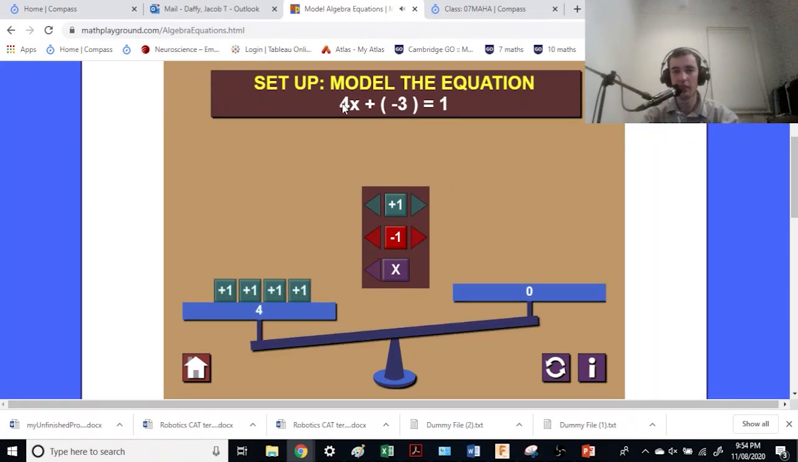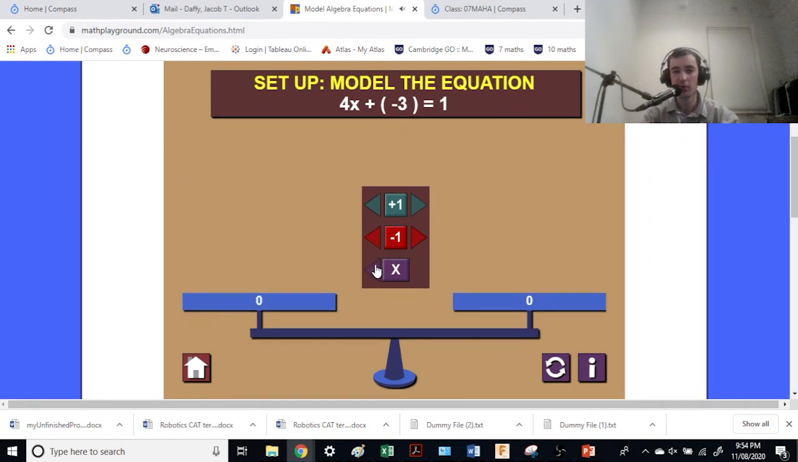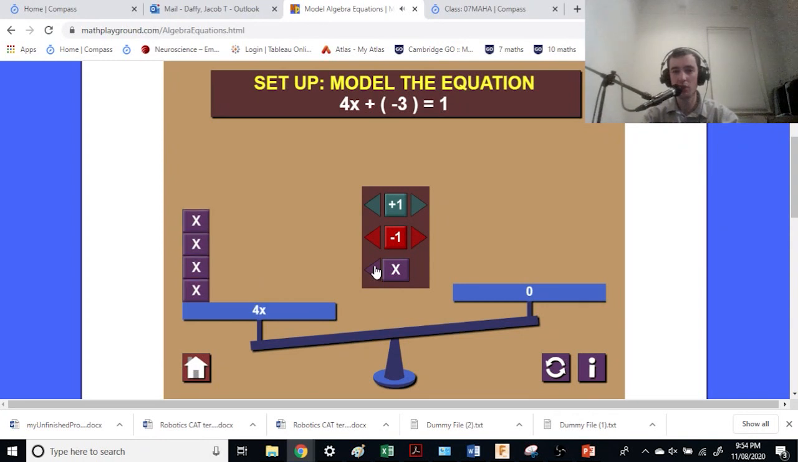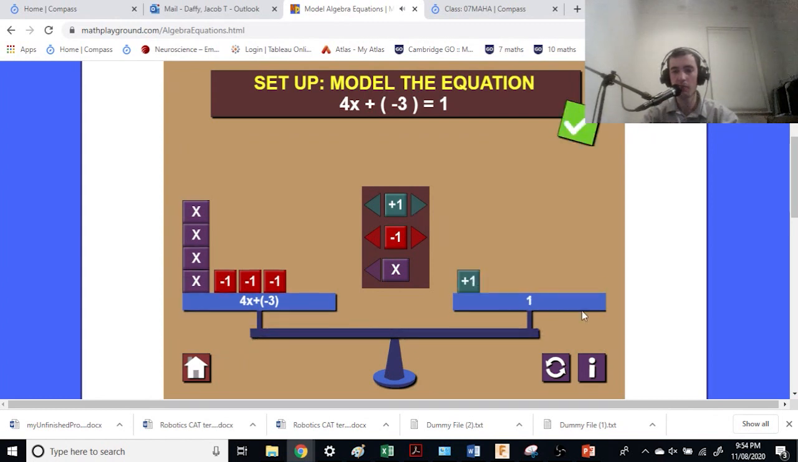4 x's on the left. 3 negatives on the right. I did this wrong, didn't I? Not 4 ones on the left. 4 x's on the left. 1, 2, 3, 4 x's on the left. 3 negatives on the left. And 1 positive on the right.